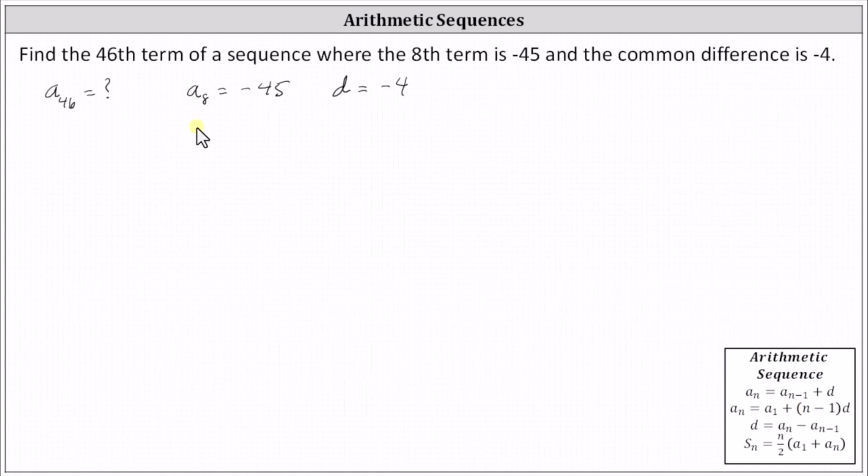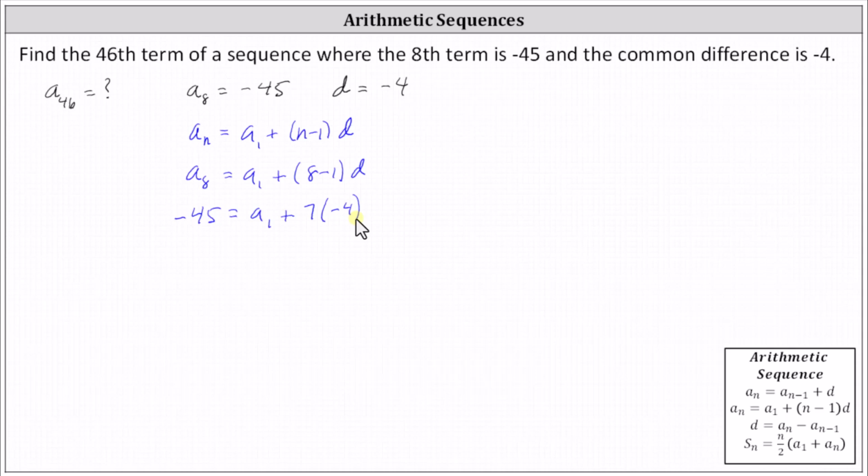So again, using the formula a sub n equals a sub 1 plus the quantity n minus 1 times d. Because we know a sub 8, we have a sub 8 equals a sub 1 plus the quantity 8 minus 1 times the common difference d. Notice we're using n equals 8 because we know a sub 8 equals negative 45. And now performing substitution, a sub 8 is negative 45, giving us negative 45 equals a sub 1 plus the quantity 8 minus 1 is 7, times the common difference d, which is negative 4.